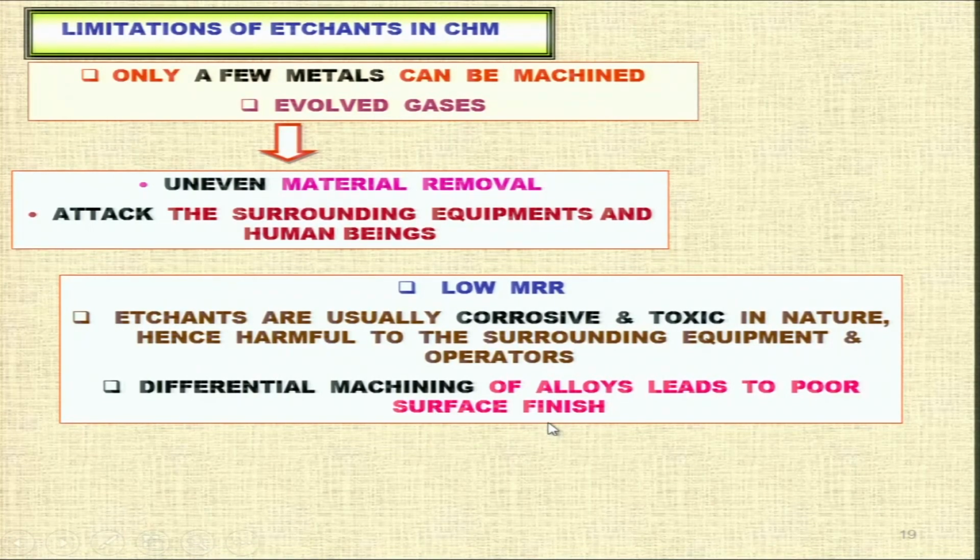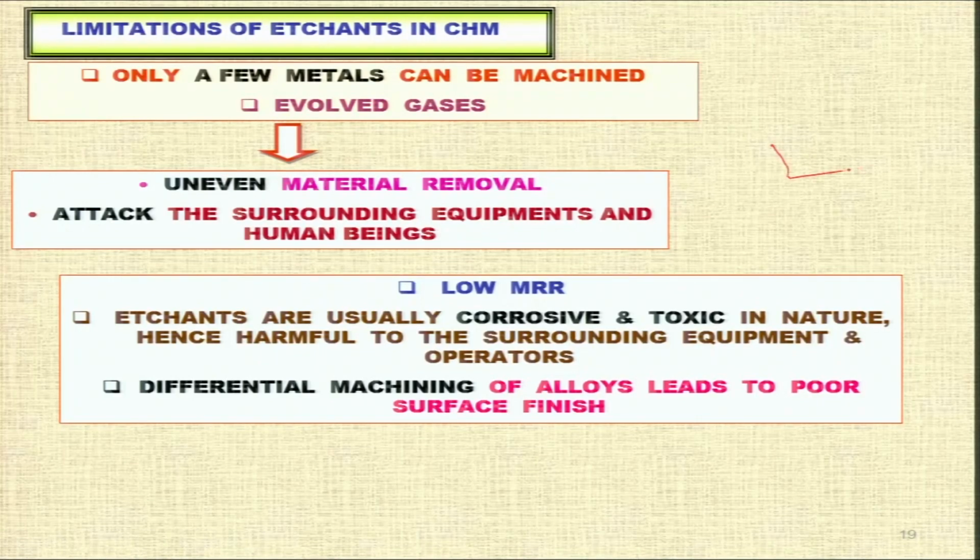Now this is very important, differential machining of alloys, because alloys have many components and different components will have different material removal rates, and that different material removal rate is called differential machining. And once differential machining is taking place, you will not get good surface finish. It is very simple to understand.